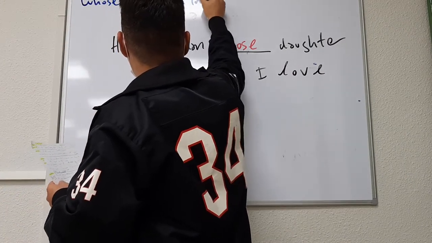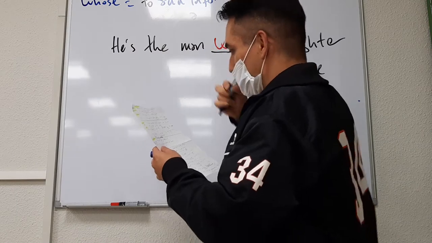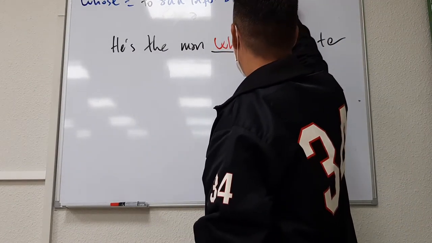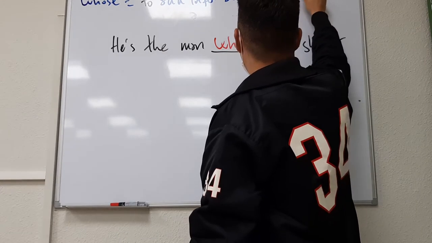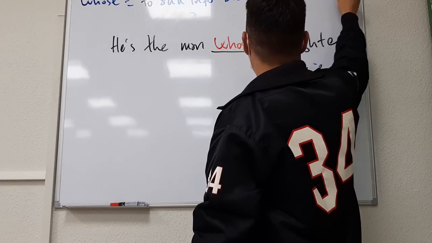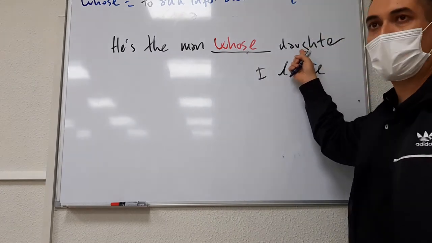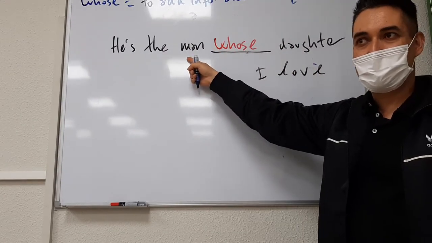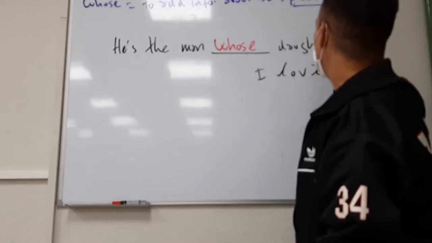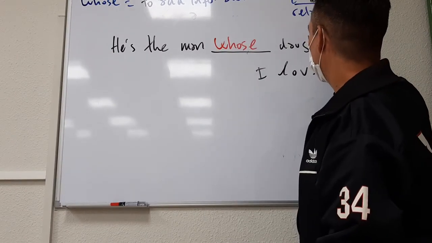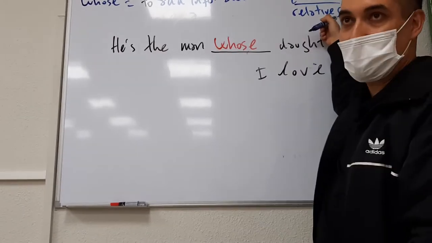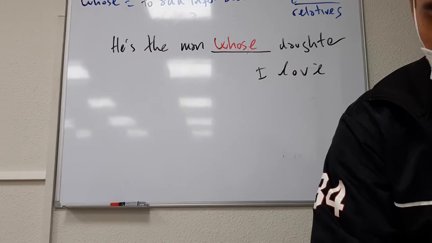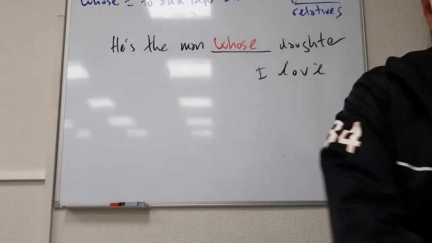To add information about someone's possessions. Well, in this case, would you say that the daughter is the possession of the man? I would say possessions or relatives. Yeah, possessions or relatives, members of your family. Okay, I'm going to give you another one.